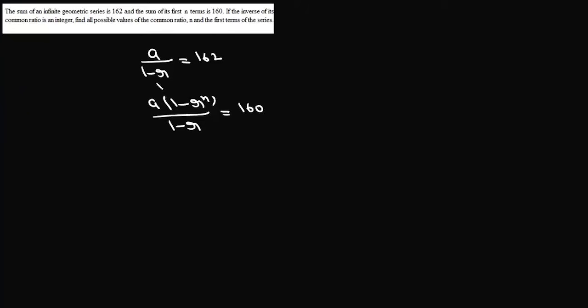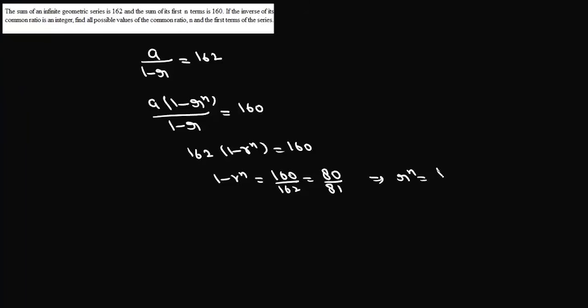Now what we'll do is we'll put the value of a upon 1 minus r as 162. So it will be 162 into 1 minus r to the power n equal to 160, or 1 minus r to the power n will be equal to 160 by 162, which is 80 by 81. So from here we can write r to the power n as 1 by 81, which is 1 upon 3 to the power 4.